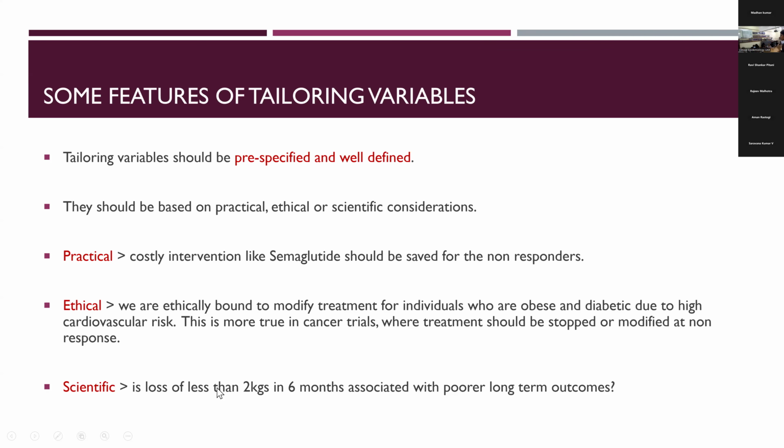And scientific. So is the loss of 2 kgs in 6 months really associated with poorer long-term outcomes? What does the literature say? So your tailoring variable is based on these 3 principles.